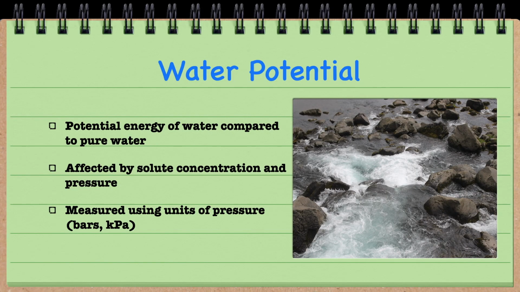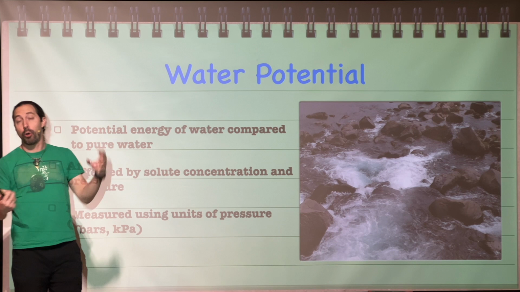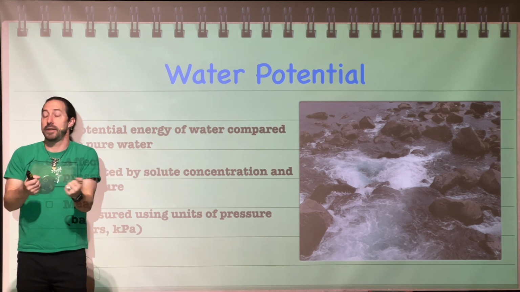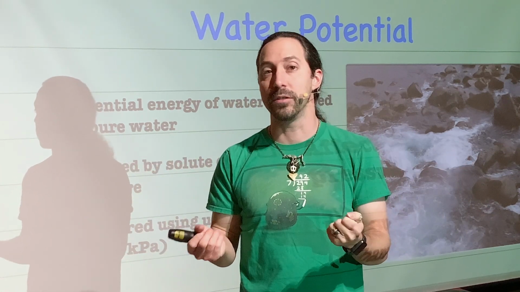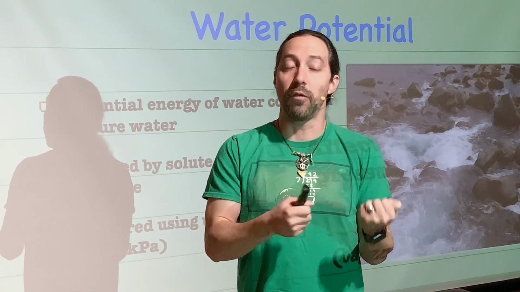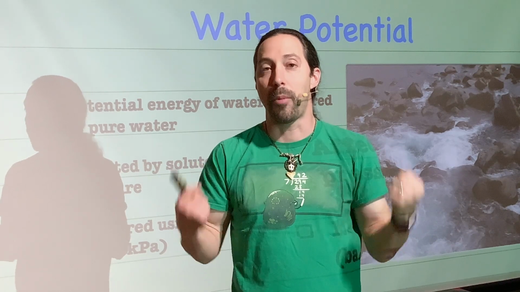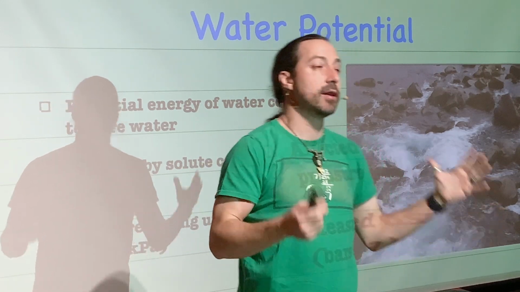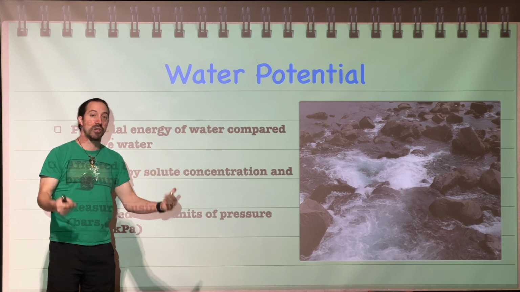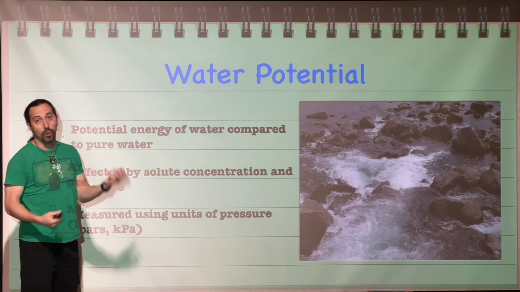It's affected by the solute concentration, what is dissolved within your water, as well as physical pressure, the physical pressure put upon our solution, either positive or negative pressure. This means that water potential is a combination of two different factors: the solutes that are dissolved within the water, as well as the actual pressure that can exist upon that specific solution, whether it's in a cell or in a beaker or wherever it is. So that is the way that we are going to be thinking about water potential. And it is measured using units of pressure, specifically bars or kilopascals.